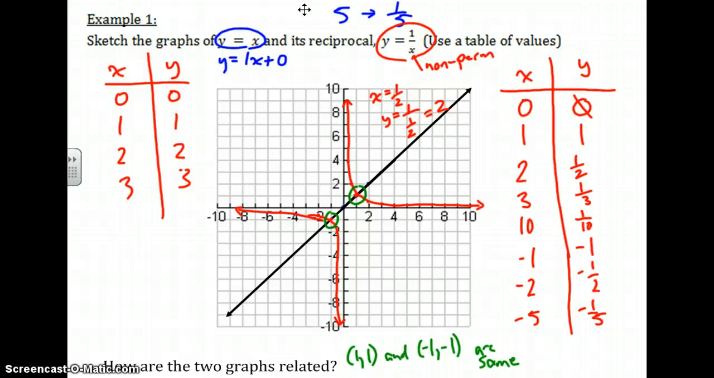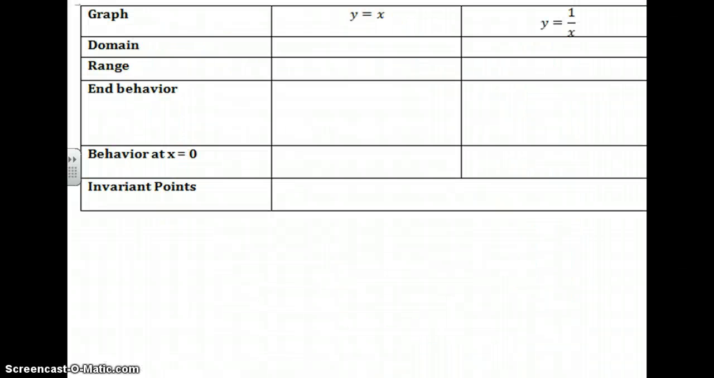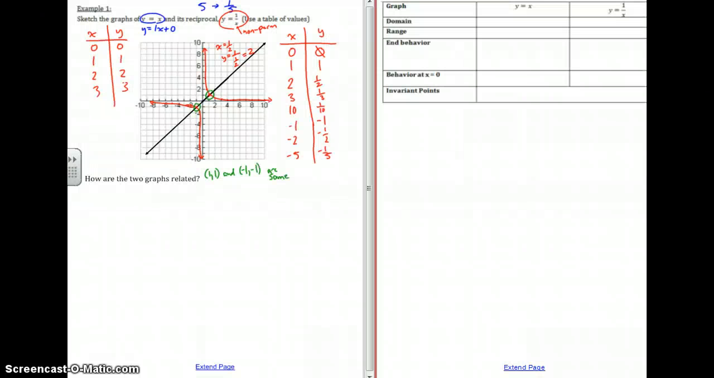If we turn the page, we've got this chart here, and we want to look at answering these. So if I look at the graph there, y equals x, the domain for y equals x, remember, is our x values.